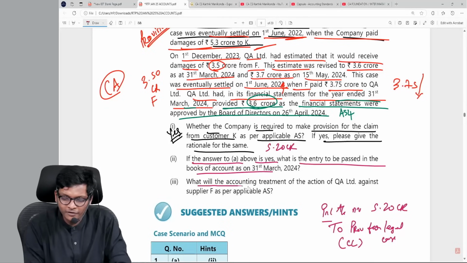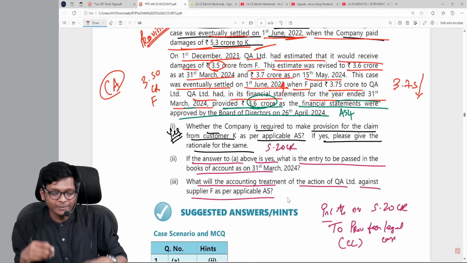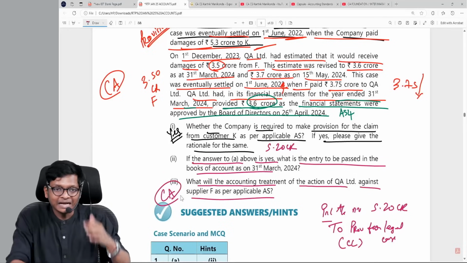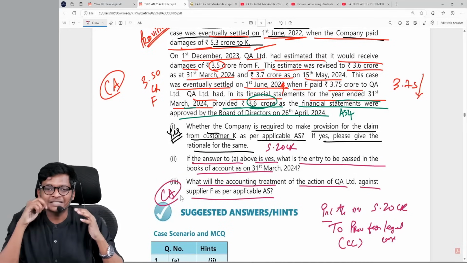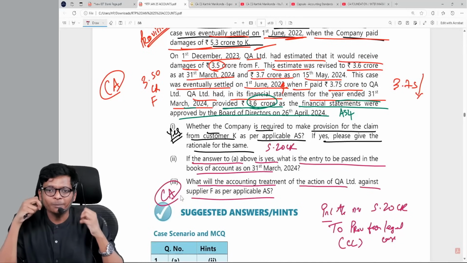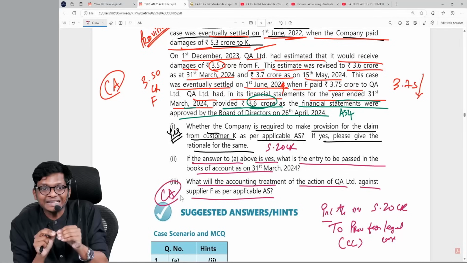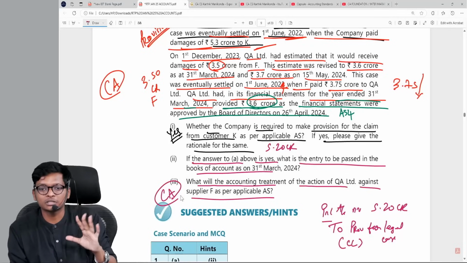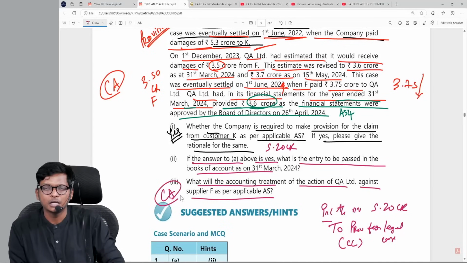Last, what will be the accounting treatment of the action against the supplier? I have to receive money. This is a contingent asset. Do I record a contingent asset in the books? No. What is the accounting standard saying? A contingent asset will not be recorded in the books. You will only disclose it in the director's report, not only in the notes. You will disclose it in the director's report. Are you following, guys? We have all this in our accounting standard material.